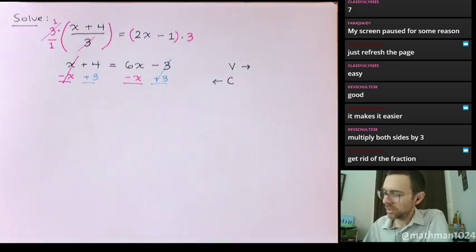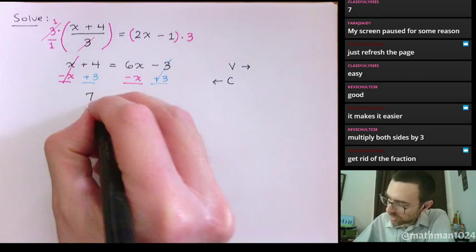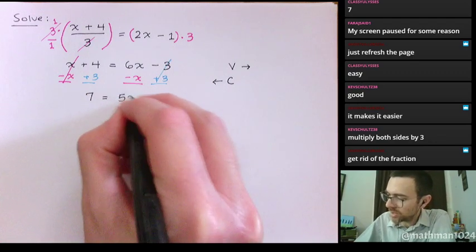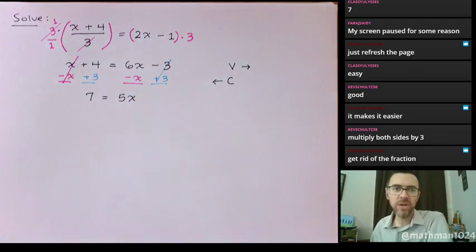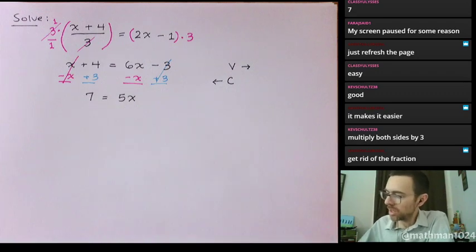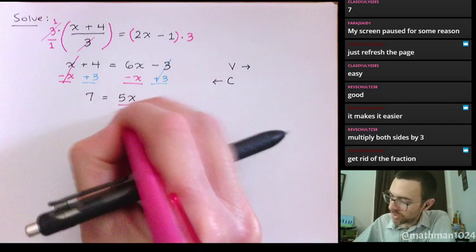Those are gone. And now I have 7 on the left, 5x on the right. And now it's almost too easy, right? Divide both sides by 5 to finish the equation.